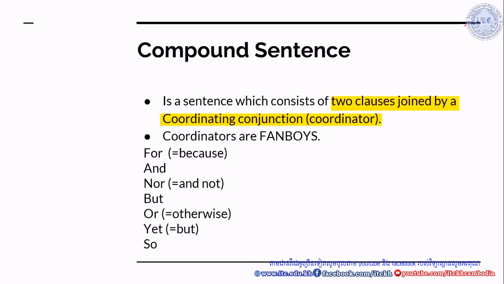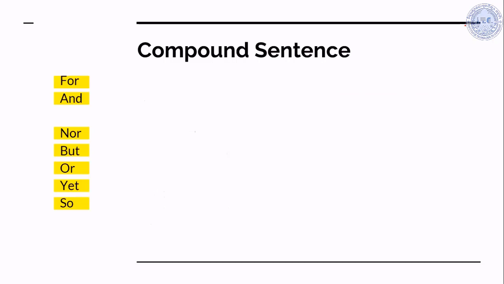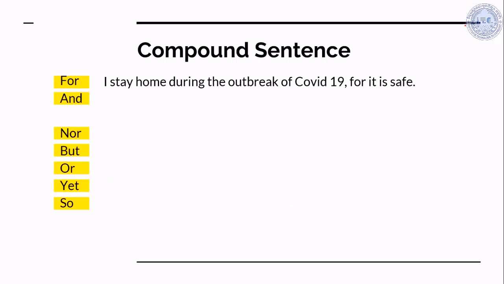So for, and, nor, but, or, yet, and so are FANBOYS, and FANBOYS are coordinators, and when you use one of these in a sentence, that sentence is called compound sentence. So now let's take a look at examples. So we have here compound sentences. Look at the first example.